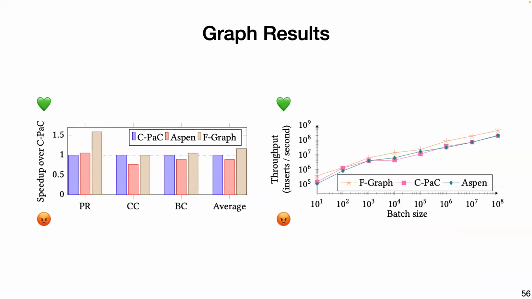Results. This is the y-axis, this is the x-axis, these are algorithms, these are batch inserts. The high-level idea is that the PMA is, on average, slightly better on algorithms and also better on inserts because of the cache optimization.